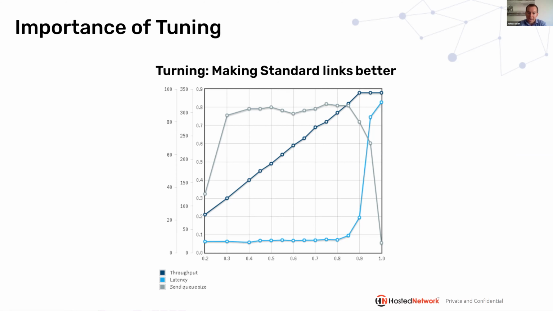On the bottom axis, you'll see that we did a speed test. We started at 0.2, 0.3, 0.4, and so forth. But we got to about 0.9 meg, and you can see that's where the dark blue line plateaued. But notice, we tried to push it harder and harder, and you can see the light blue line went up and up and up. The light blue line is the latency.